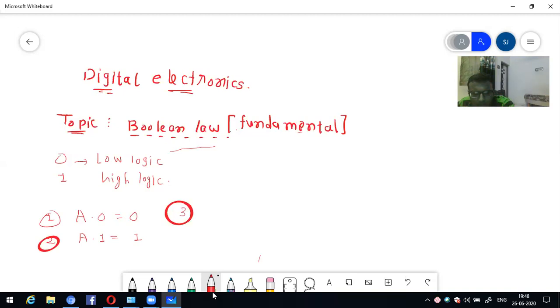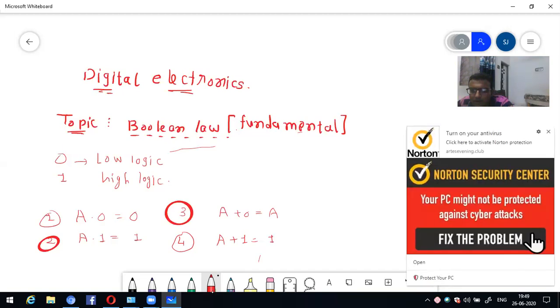According to the book, these laws may vary. Some of the laws can be mentioned in a different way, but the concept remains the same. So now A plus 0 equal to A. Fourth, A plus 1 equal to 1. Why? Because the maximum value is 1.